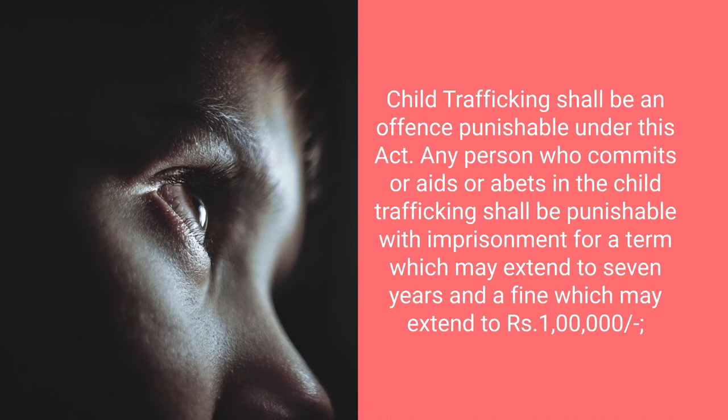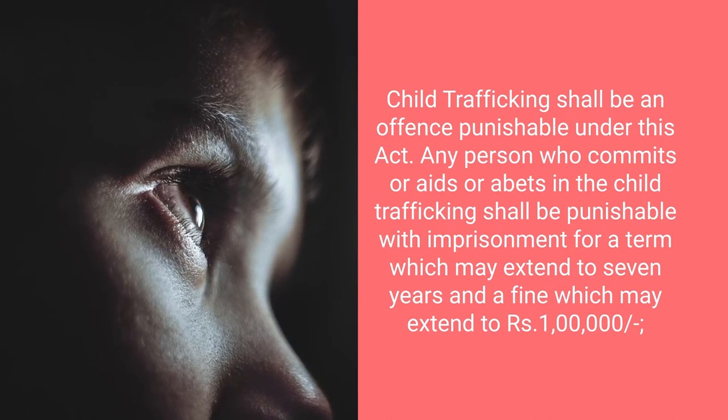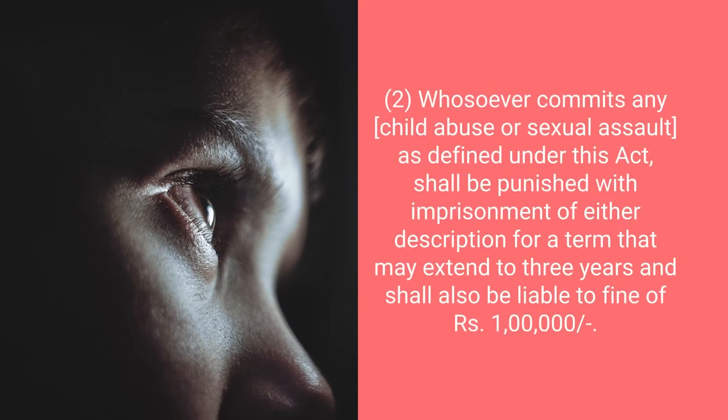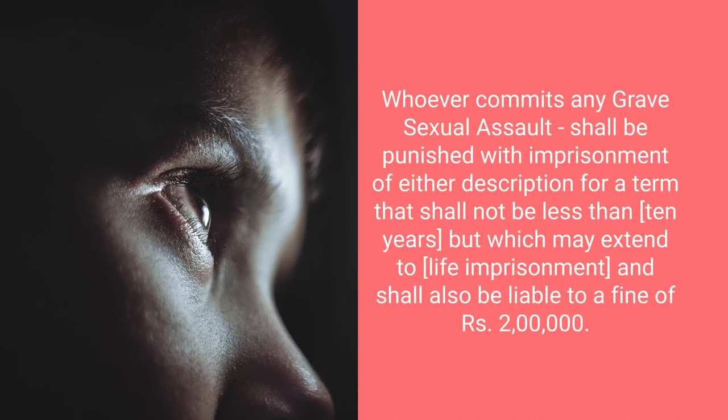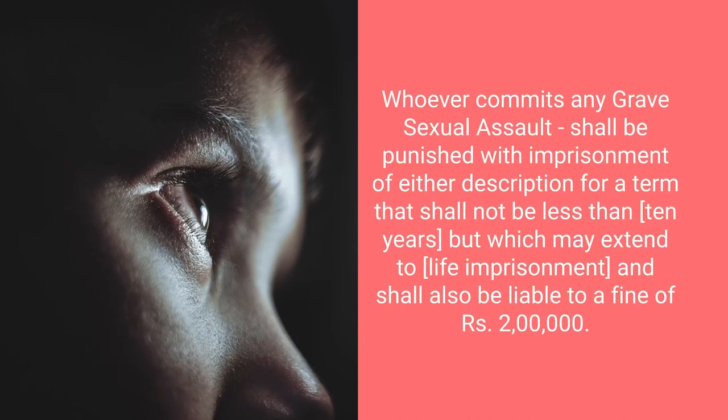Any person who commits or aids or abets in child trafficking shall be punishable with imprisonment for a term which may extend to 7 years and with fine which may extend to 1 lakh, and this is also very positive. Whoever commits any child abuse or sexual assault as defined under this Act shall be punished with imprisonment of either description for a term that may extend to 3 years, and shall also be liable to a fine of 1 lakh. Whoever commits any grave sexual assault shall be punished with imprisonment of either description for a term that shall not be less than 10 years but which may extend to life imprisonment.